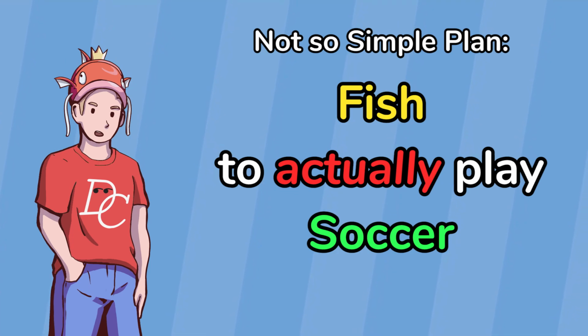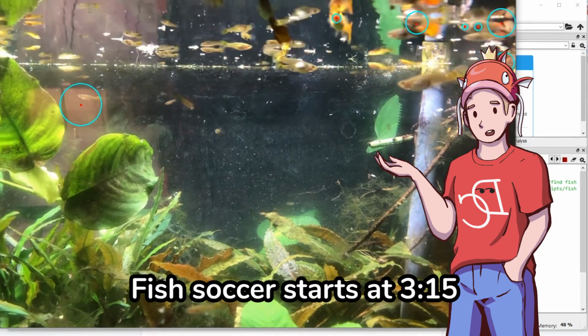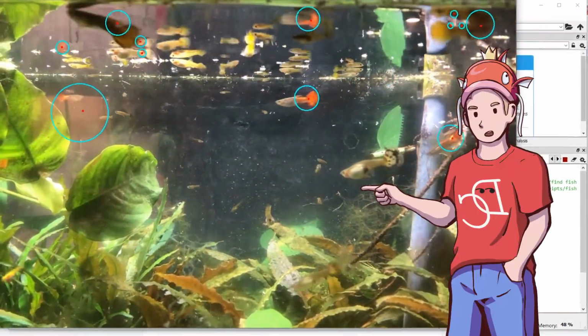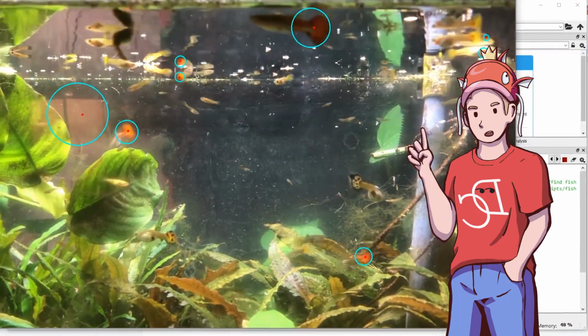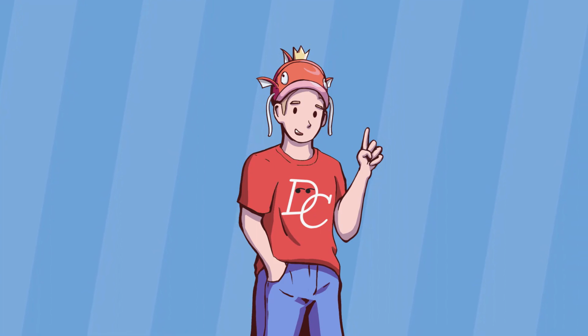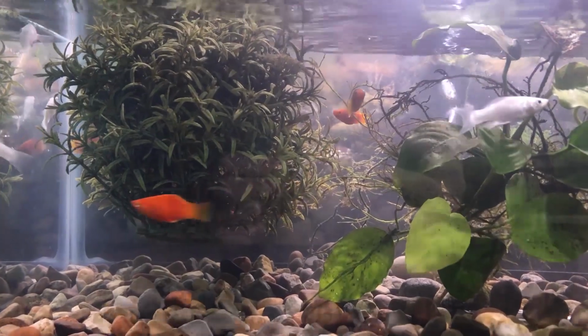The plan, however, isn't so simple. Using Python, I was able to track the positions of the fish in their tank. It sure does miss a lot of the fish, and it's only able to find the bright orange fish. I think what I need is better fish. $45 later and my half-price fish are all set up.